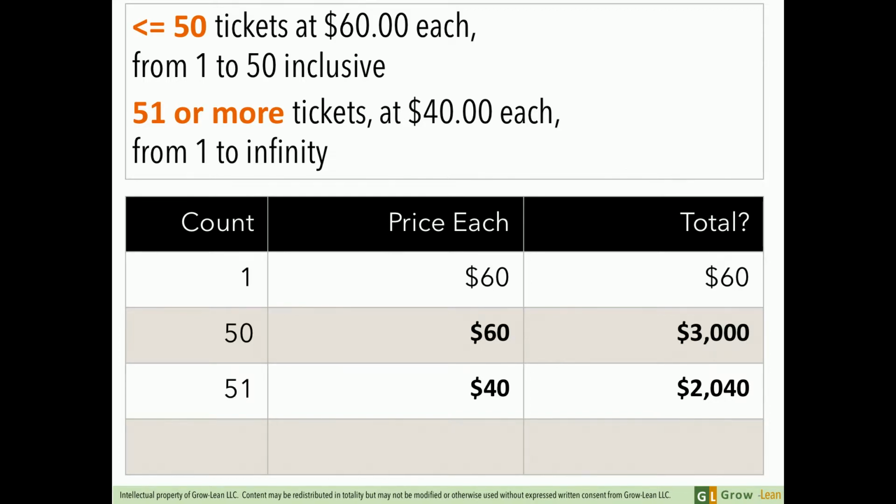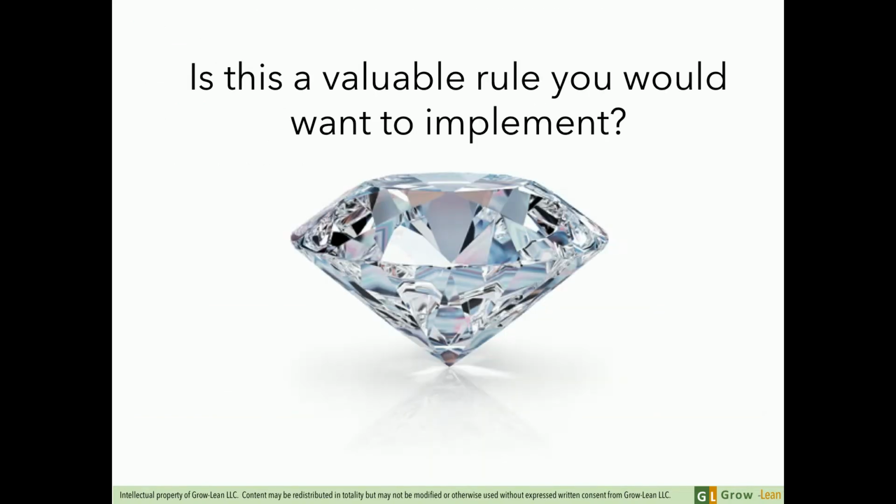When I read 51 or more, for me it's from the 51st on, I charge 40, but not below. From 1 to infinity, yes. So you're saying you don't like this? No, I don't. Is this the business rule you like? Apparently not. You don't like that business rule.